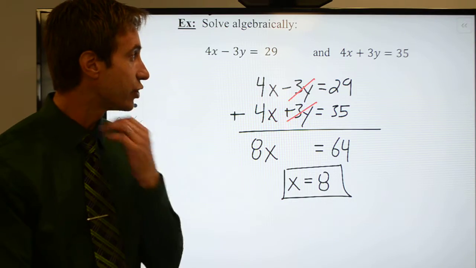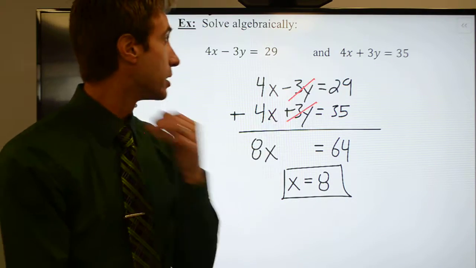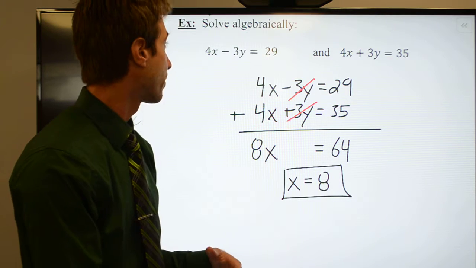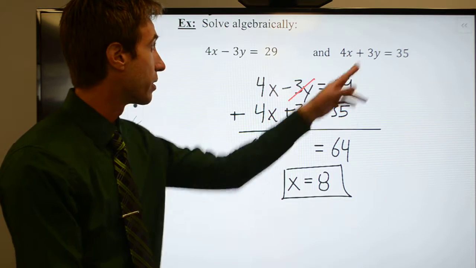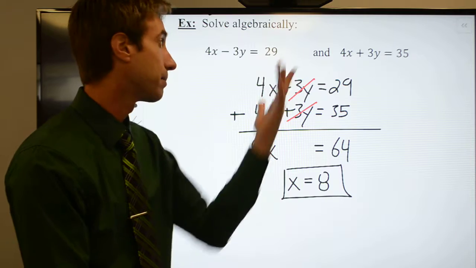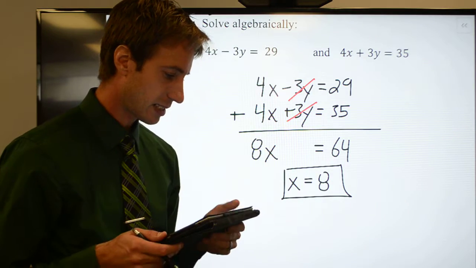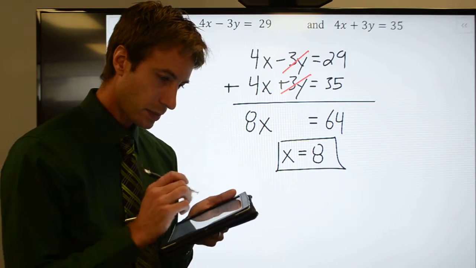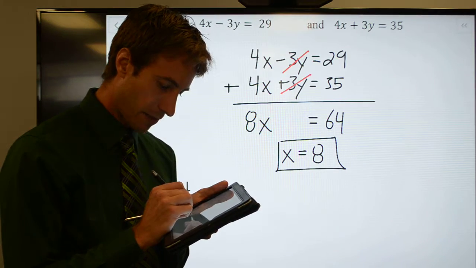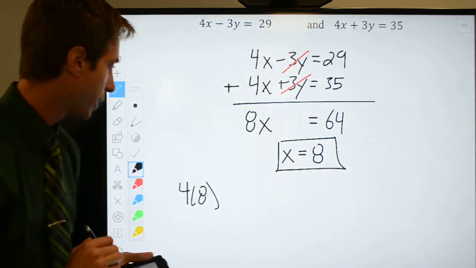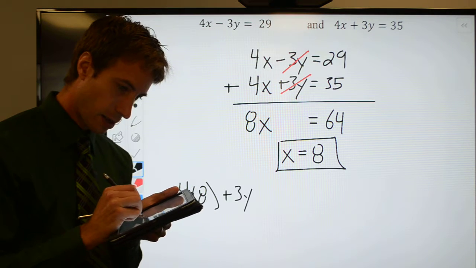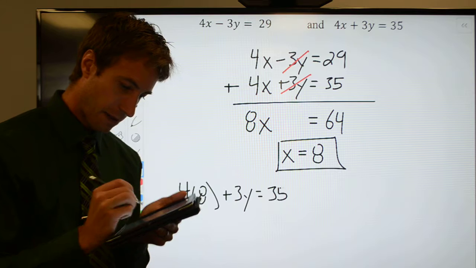Well, now all you got to do is pick an equation to plug it back into. Again, I like positive numbers better, so I think I'm probably going to go with this one. Yeah, probably. That seems good. Let's try it. Why not? 4x, it's going to be 4 times an 8. Sorry, I'm standing in front of it. 4 times 8 plus 3y is equal to 35.